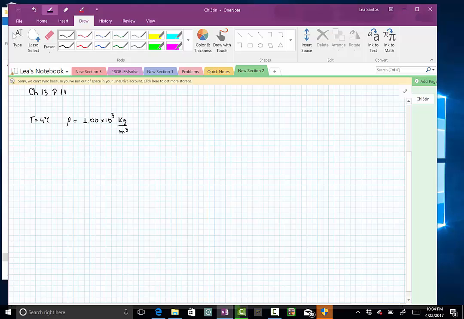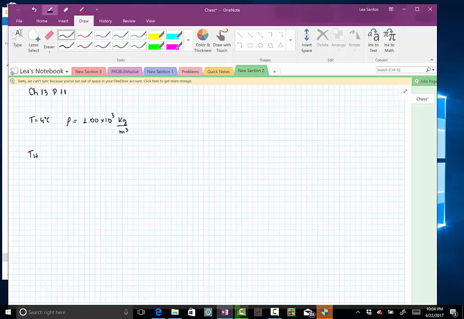Okay, so this is something that you may remember. We already discussed that. Now, this is the value of the density at that specific temperature, but we want to know what happens if I change this temperature. I get a very high temperature, each person has a different number here, so much larger than 4 Celsius. So we want to know what is the new density.